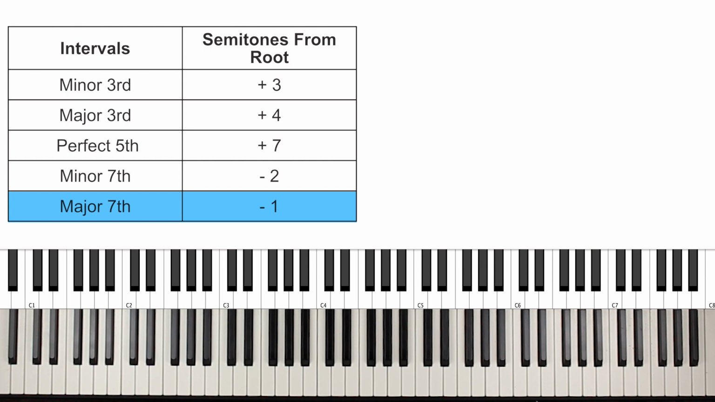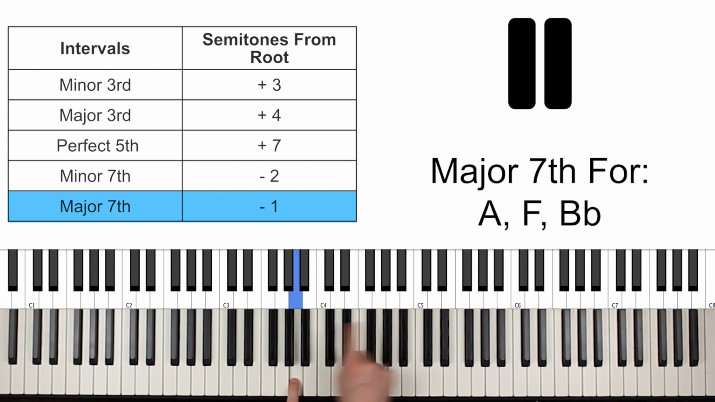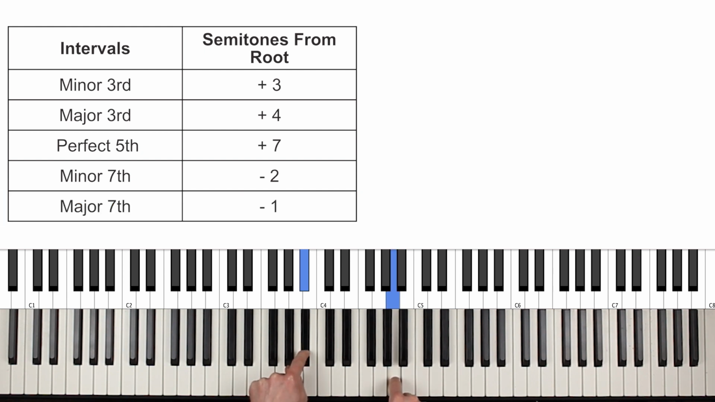Let's find the major seventh for A, F, and B flat. So for A, we jump up to this A here and count down 1. The major seventh is G sharp. For F, let's jump up to the F up here and count down 1. The major seventh is E. And for B flat, we jump up to this B flat here and we count down 1. The major seventh is A.